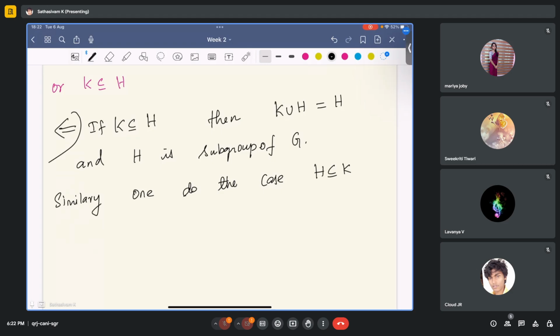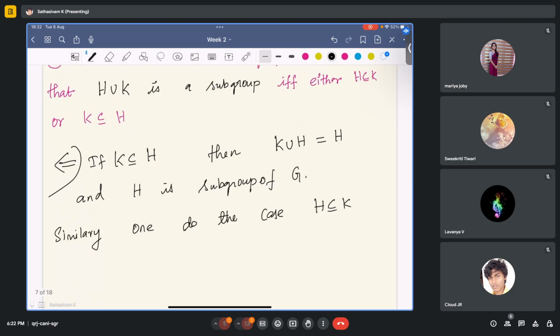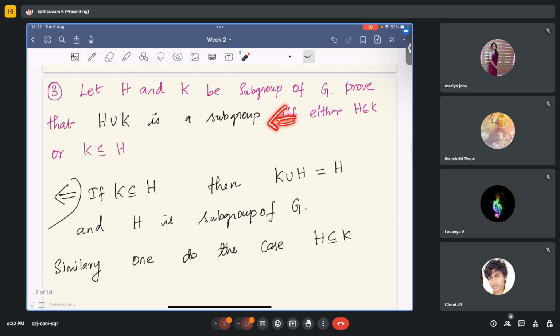H is contained in K. Okay, just change the variable. You will get the same proof. So here you'll get H and K, and here you'll get K. So this direction is easy.